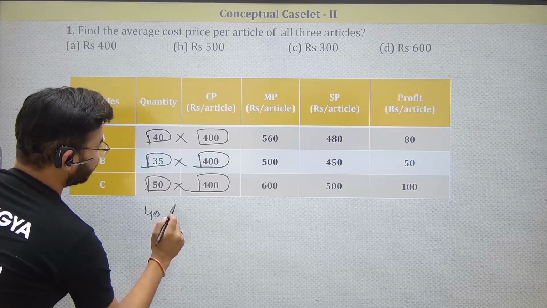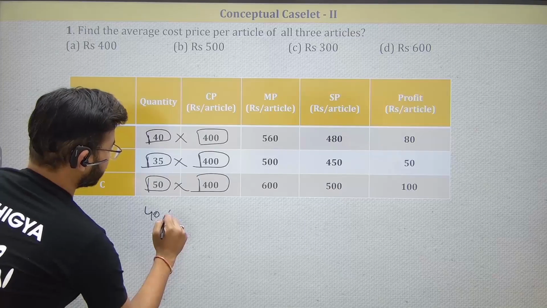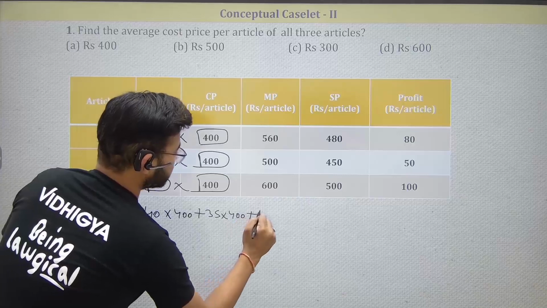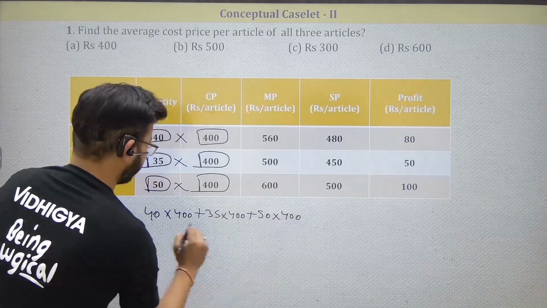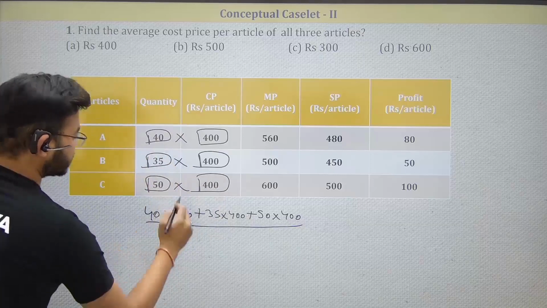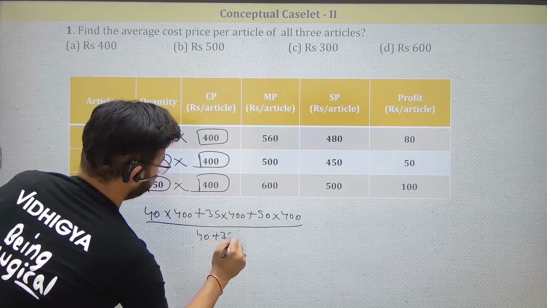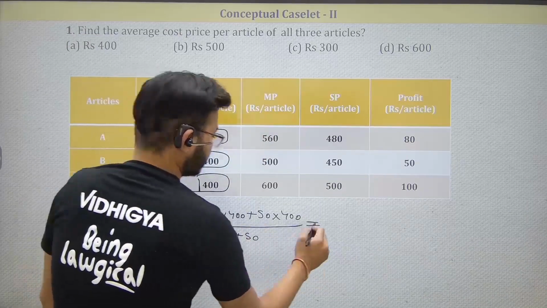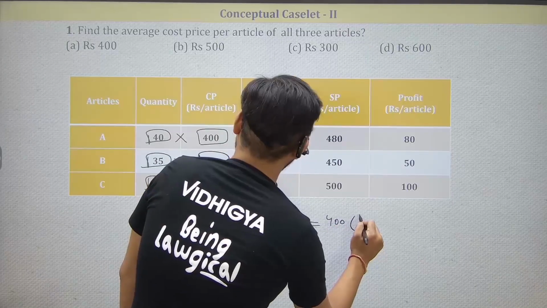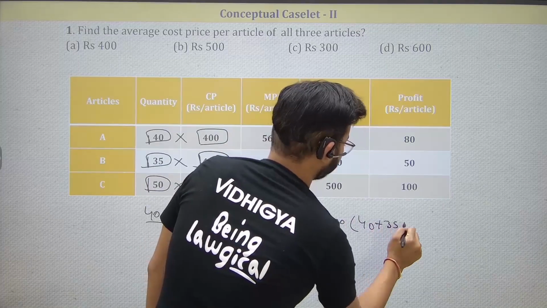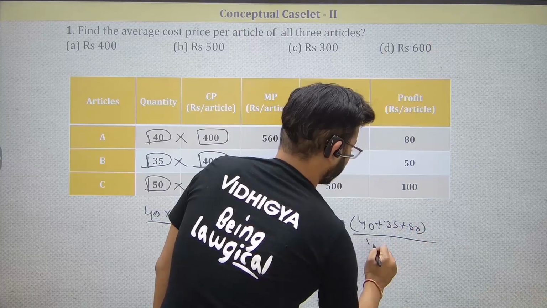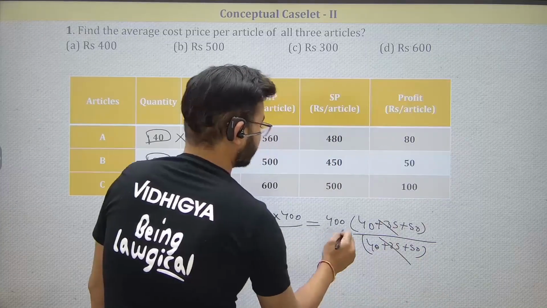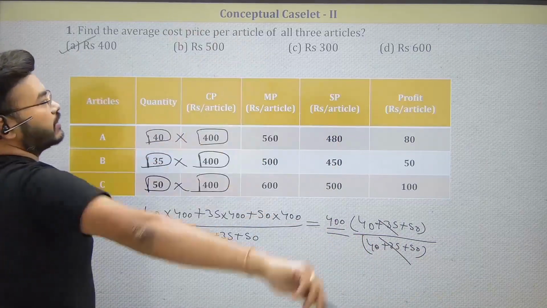So it becomes 40 into 400 plus 35 into 400 plus 50 into 400 divided by the total quantities, which is 40 plus 35 plus 50. If you solve this, you can take 400 common. So this again becomes 40 plus 35 plus 50 upon 40 plus 35 plus 50. So this gets cancelled out. So the average price will be 400.